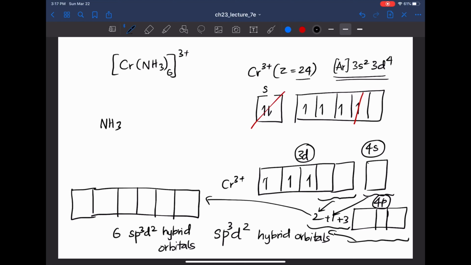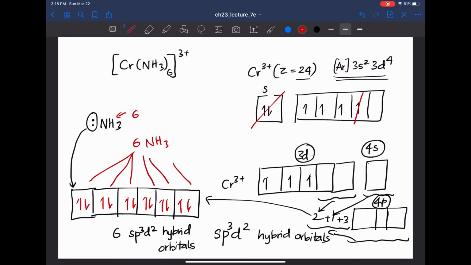Each ammonia has a lone pair of electrons, and those lone pairs go into each of these hybrid orbitals. So you have 6 electron pairs from 6 different ammonia molecules filling each of these orbitals. That's where it forms the coordinate covalent bonds, resulting in hexaamminechromium(III). So this is how the structure originates and how the hybridization works. Notice that the hybridization is happening with the empty orbitals that are after 3d.